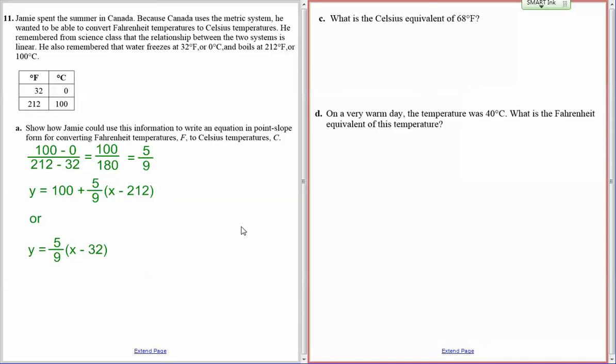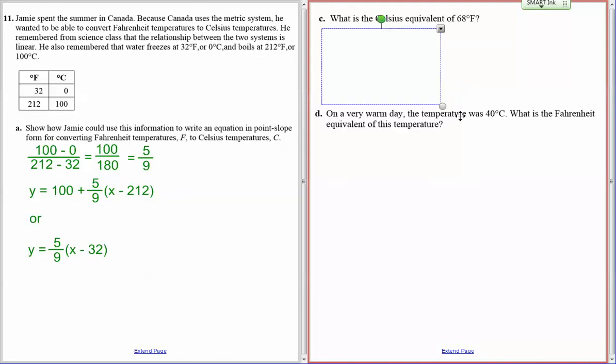They wanted us to know the real world meaning of the slope. So this means that every time the Celsius temperature goes up by 5 degrees, the Fahrenheit temperature will go up by 9 degrees. Or every time the Fahrenheit temperature goes up by 9 degrees, the Celsius temperature will go up by 5 degrees. Another way you could say it is that every time the Fahrenheit temperature goes up by 1 degree, the Celsius temperature will go up by 5/9 of a degree. But I think it makes sense to talk about it as change in Celsius over change in Fahrenheit.